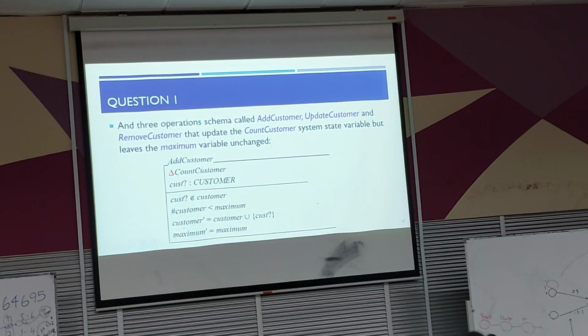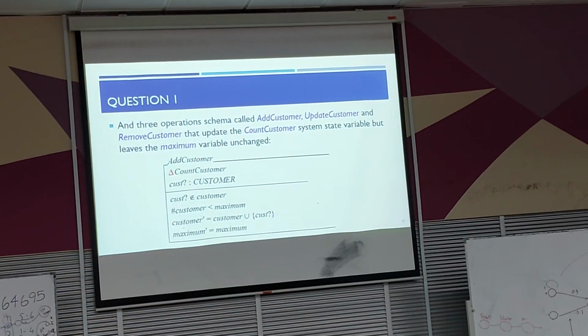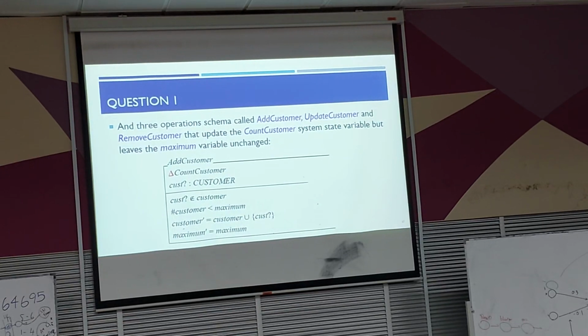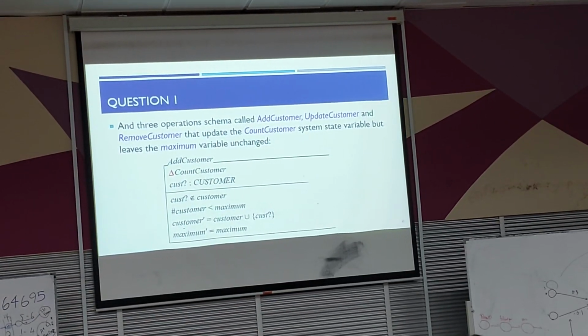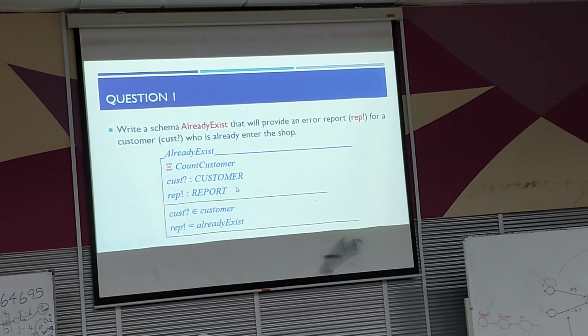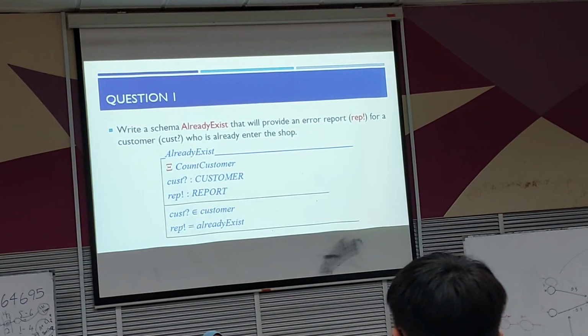Follow this declaration. Don't use other variables. Use the same variable name. So here CUST? is our variable name. For your error scenario also, you use the same variable name. So you declare customer here. And then because this is an error scenario, we want to produce an error message.